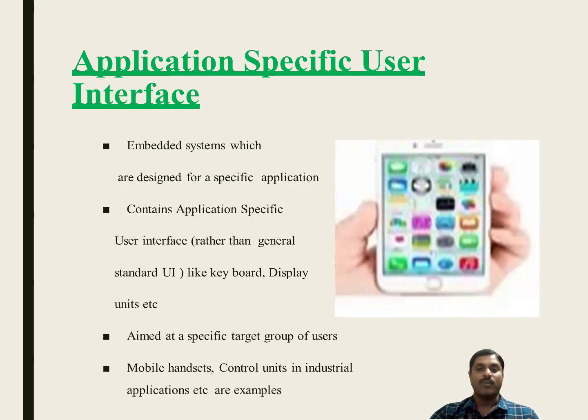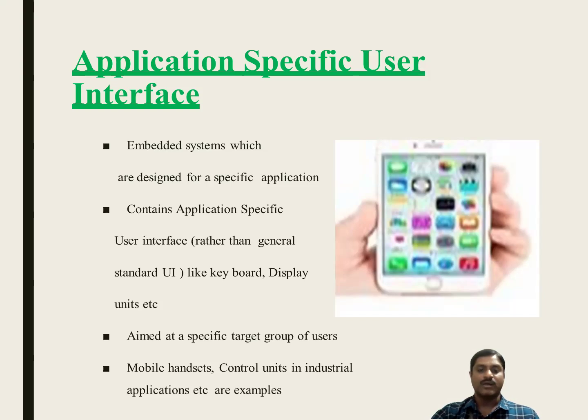Next, coming to another classification, application specific user interface. These are embedded systems designed for specific applications, and they contain an application specific user interface rather than the general standard like keyboard display units. So it's aimed at a specific target group of users. Examples for application specific user interfaces are mobile handsets, control units in industry applications, etc.